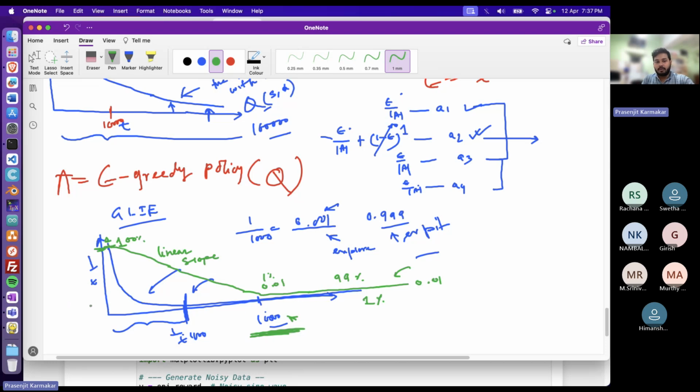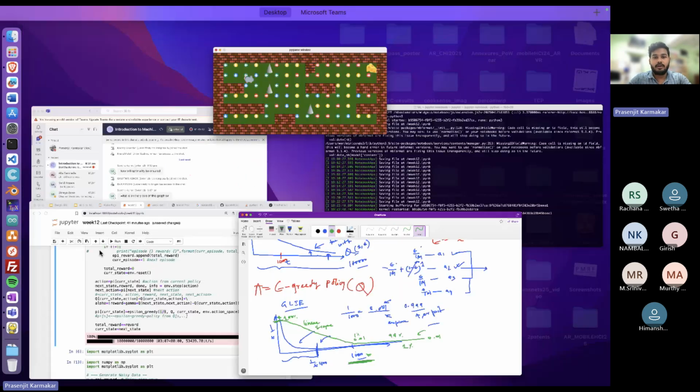But here, as you see, with 1 over t, it dies really quickly. So basically, it gives us less time to learn. That is the problem at this point. So let's see whether 1 crore interactions help learning with 1 over t or not.